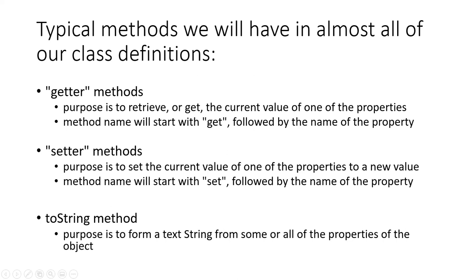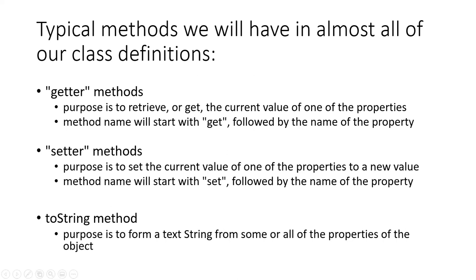And then it's helpful to be able to convert all of the data, all of the properties of an object, into a string. So it's standard Java practice to have what's called a toString method as part of the class definition. The purpose of this is to build a text string from some or all of the properties of the object and then return it as the result of the method.